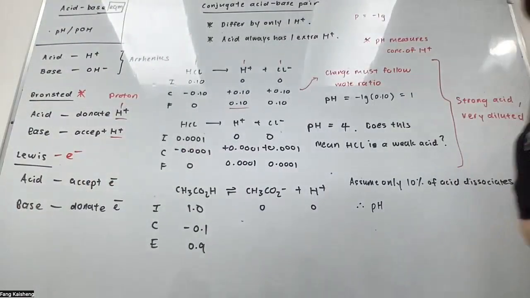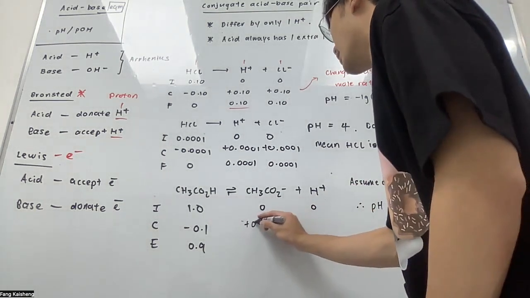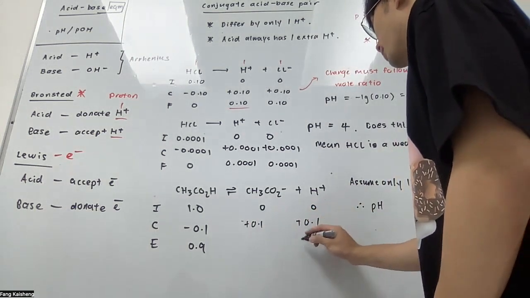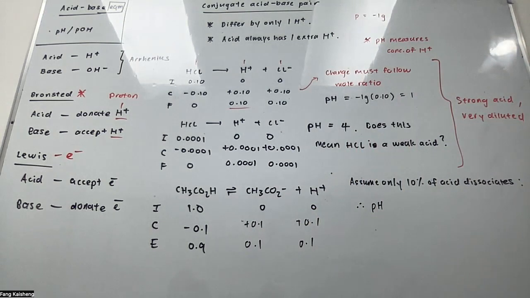This is just based on this assumption to prove a point. My point is this: the whole thing doesn't dissociate, only a small portion. What's that portion? Let's set it to 10%. So what's the right-hand side of this table? Should be quite simple. You just follow the mole ratio. So 0.1, 0.1. Can you all calculate what's the pH in this?